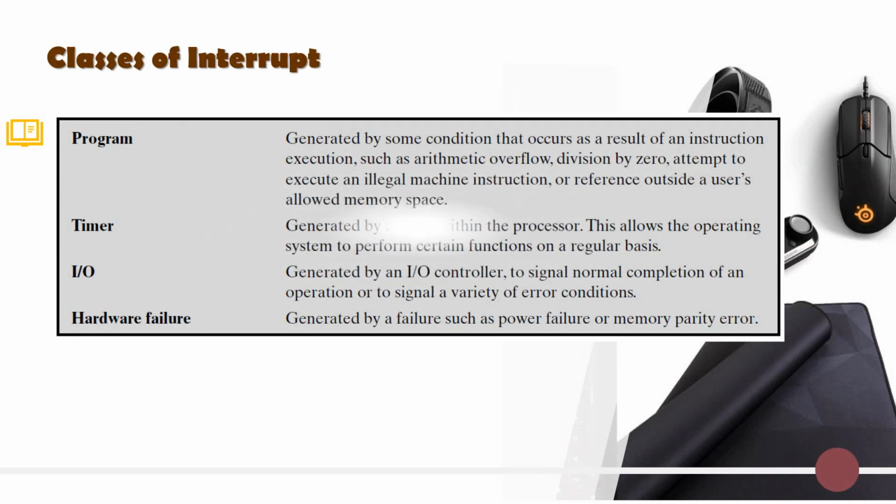Classes of interrupt. Virtually all computers provide a mechanism by which other modules, I/O, memory, may interrupt the normal processing of the processor. This table lists the most common classes of interrupts.